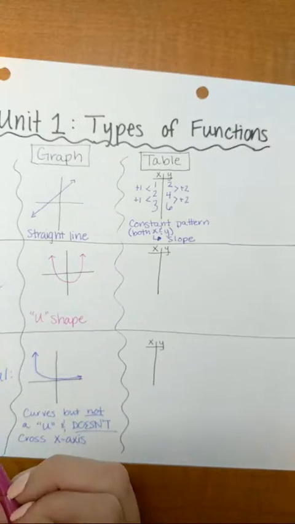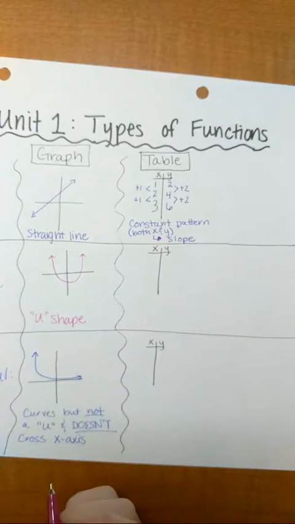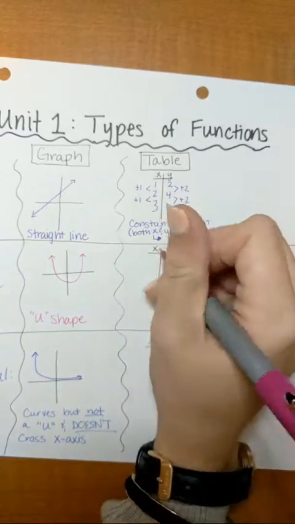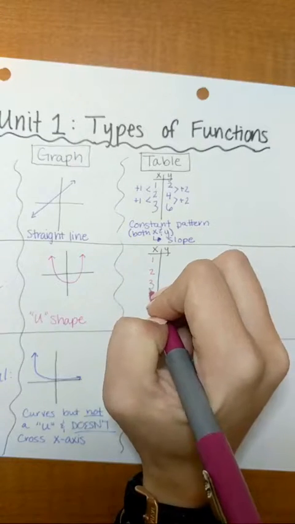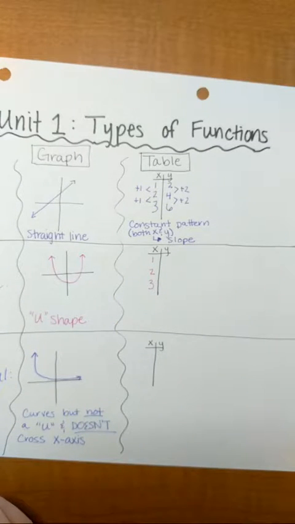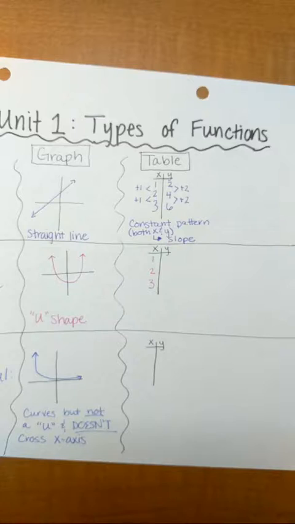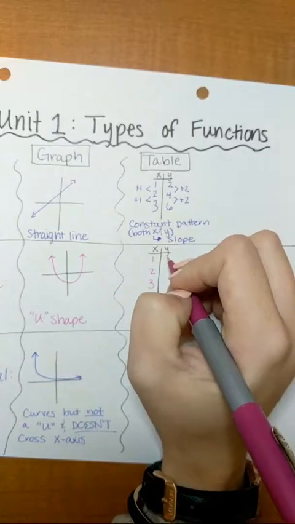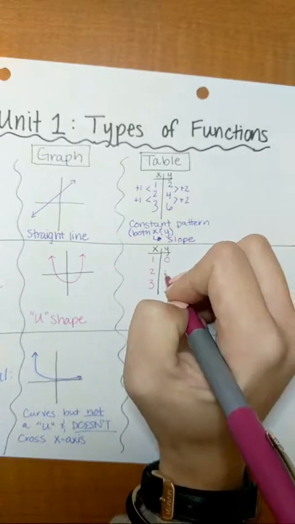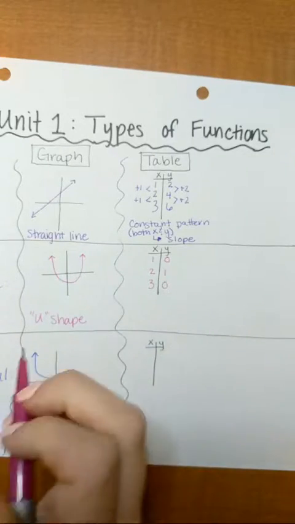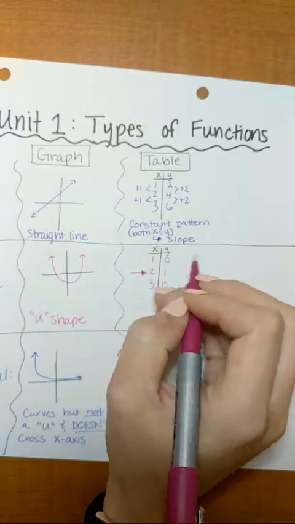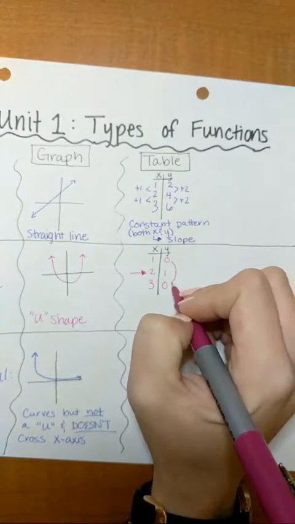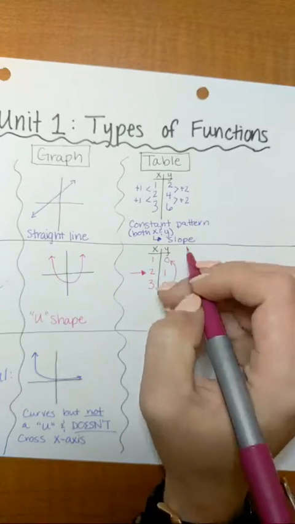Then for a quadratic, your y values are going to mirror each other. So meaning that you are going to have this point that is in the middle, but then after that, these should be the same.